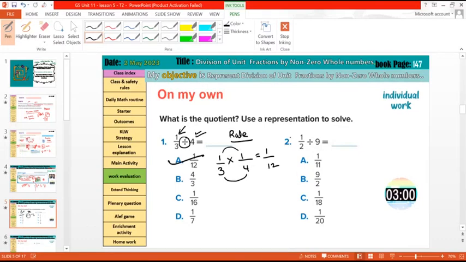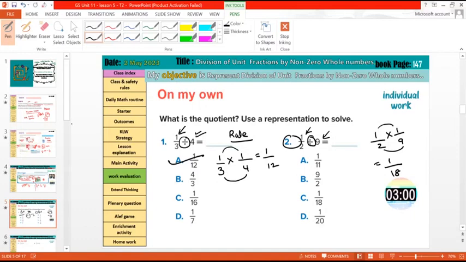Now let's try this question. 1 by 2 divided by 9. I will keep 1 by 2 as it is, change the division to multiplication, and reverse 9 as 1 over 9. So the answer will be 1 into 1 is 1 over 2 times 9 is 18.